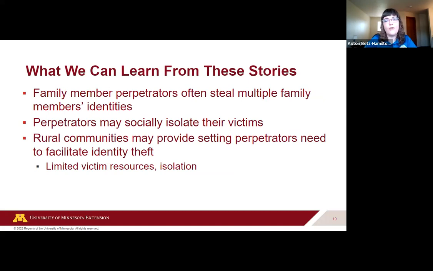Family member perpetrators often steal multiple family members' identities. It's usually not just, say, one child. If there are multiple children in the family, likely multiple children have their identity stolen. The spouse may have their identity stolen as well. Perpetrators may socially isolate their victims, and rural communities may provide the setting that perpetrators need to facilitate identity theft, due to limited victim resources and the isolation that can occur from being spread out and farther apart from other people.